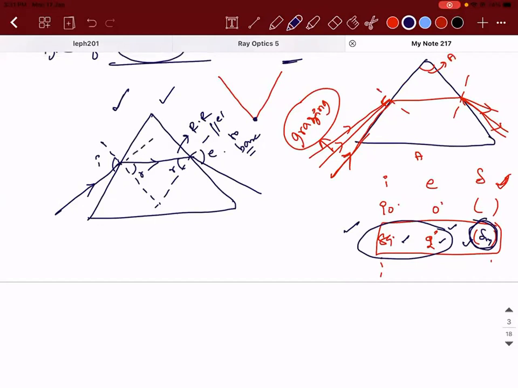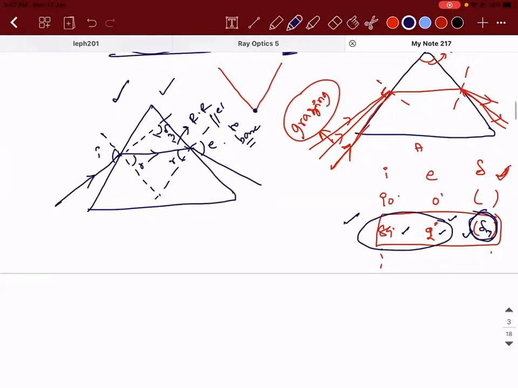Now, if you extend the incident ray and extend the emergent ray backwards, this angle that you're getting is what is called delta with a subscript m. So delta m stands for the angle of minimum deviation. Clear, guys?